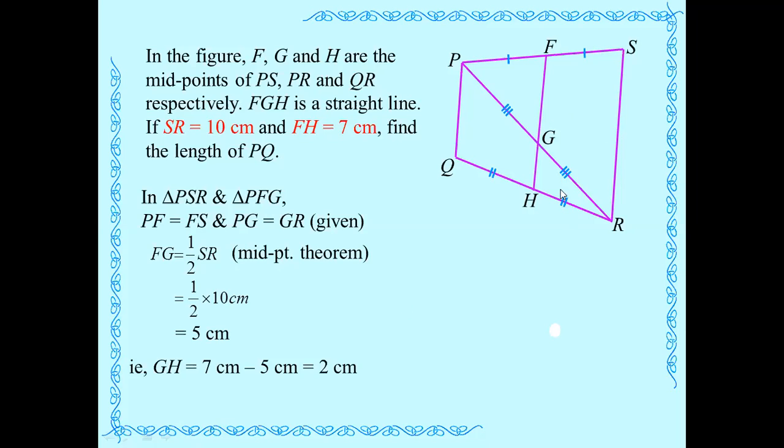Hence, we can find also this part, GH. As FH is 7, FG is 5. So the length of GH is 2 cm.